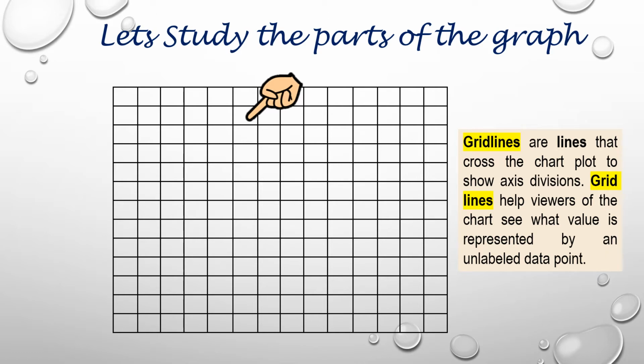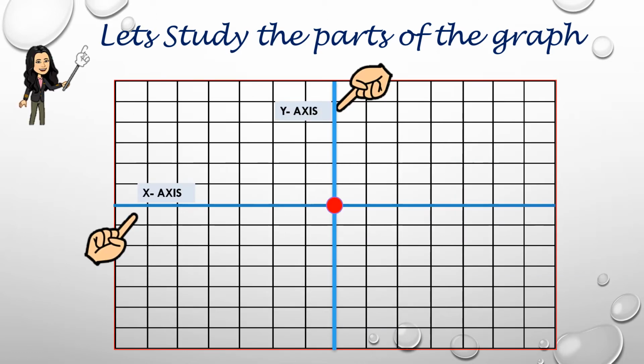Because of the grid lines, we can see the values presented in unlabeled data points. For example, anong value ng y, anong value ng x. So, because of grid lines, nakita natin yung value ng y. Now, always remember, the vertical line ay yung line na patayo. We call that our y-axis. Naintindihan ba? Patayong line. Ang tawag natin sa patayong line is vertical.